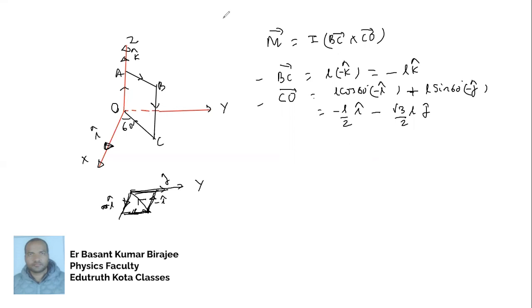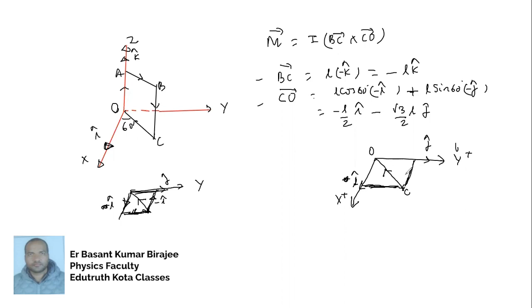If not clear, I will just draw a diagram and explain. See, this is your positive y-axis, and this is your positive x-axis. In this direction you have the unit vector j cap, and in this direction you have the unit vector i cap. And your CO vector is this one. We can resolve it into two components. Its y component is this side, and the x component is this side.